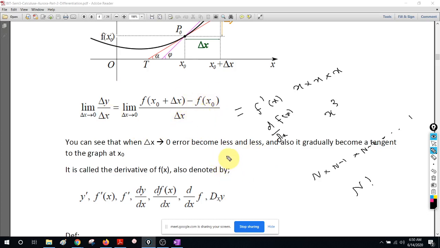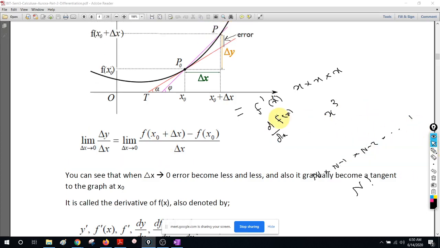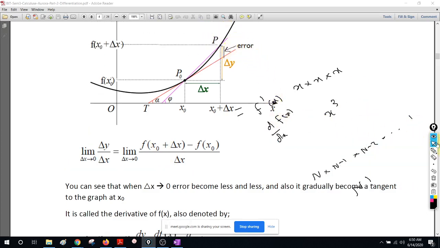Unfortunately, it is not just one notation. Different mathematicians came up with different notations, but all these notations represent this particular limit. That is the most important thing to understand. This limit gives the rate of change. When delta x is getting closer and closer to 0, this error is going to vanish.